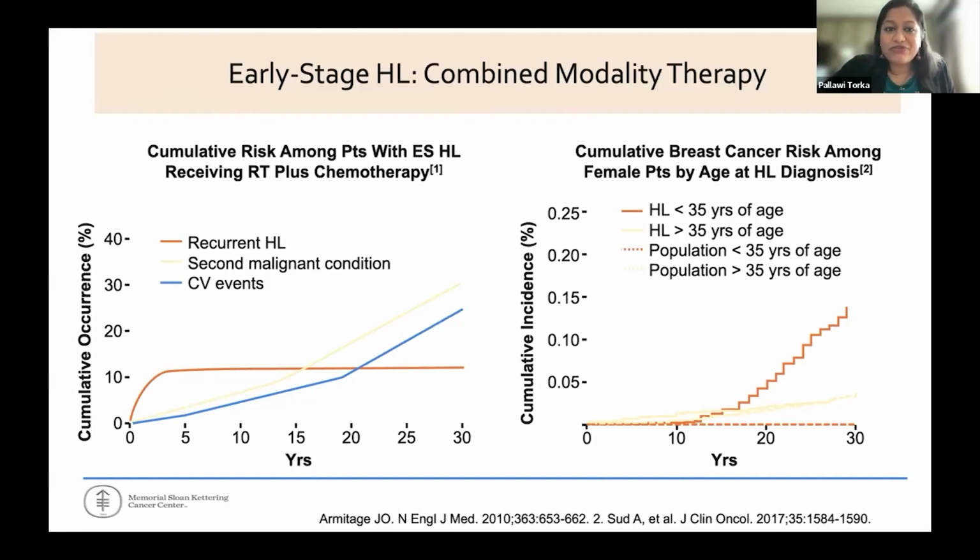So as I've mentioned before, in early stage Hodgkin lymphoma, this was a very long-term data set that basically showed that as decades go by, the risk of recurrent lymphoma, which is the line in red, plateaus. But these survivors keep having increased secondary malignancies and increased cardiovascular events. In fact, the cumulative incidence of breast cancer in women who were less than 35 years of age, who were treated for Hodgkin lymphoma, is just unacceptable.